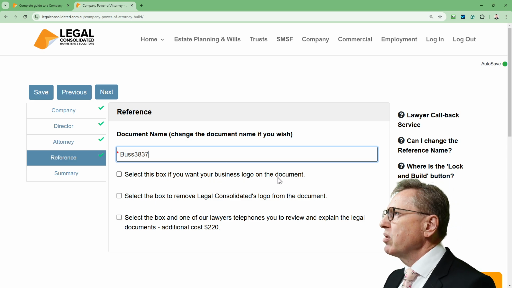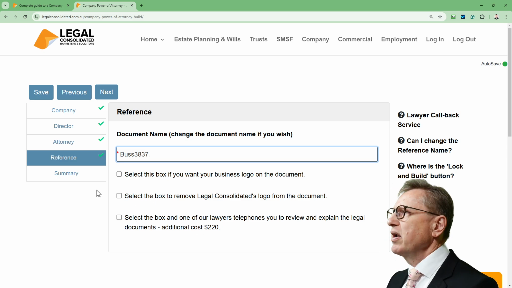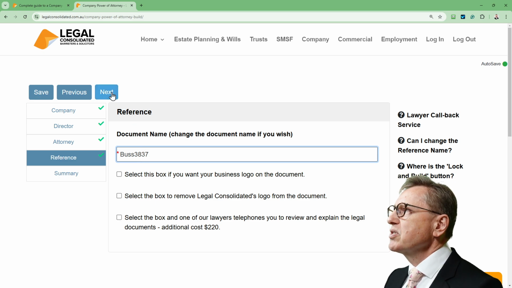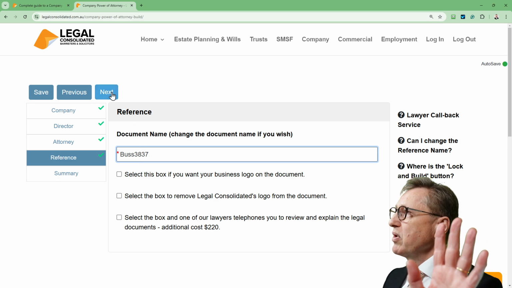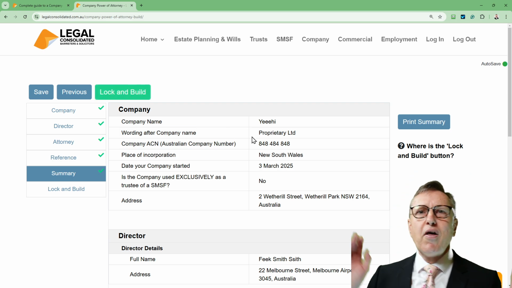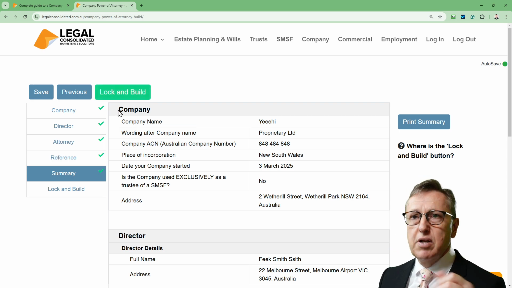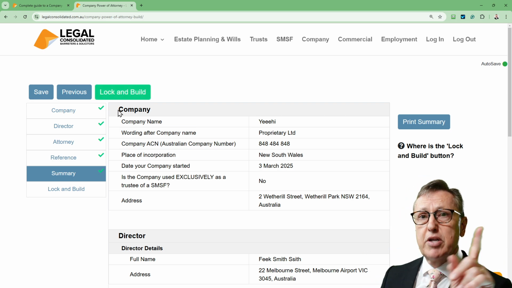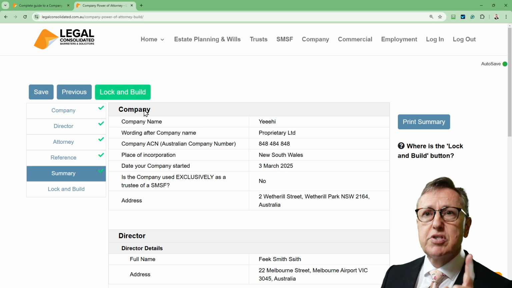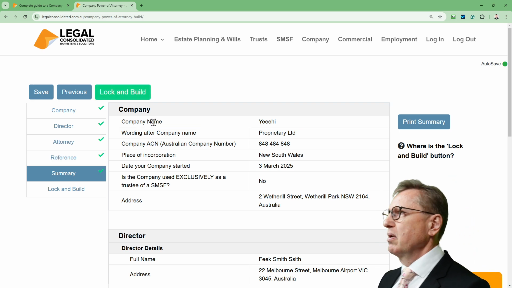Select this box, you want a business logo. No, remove Legal Consolidated's logo. Select a box, one of our lawyers' telephone. No, I don't need any of that. So I'm going to press next. Now hold your breath. See what happens? Whoa, the lock and build button has come up, which means, don't get excited because we've got to check the summary page. It means Legal Consolidated is now very happy with your document.